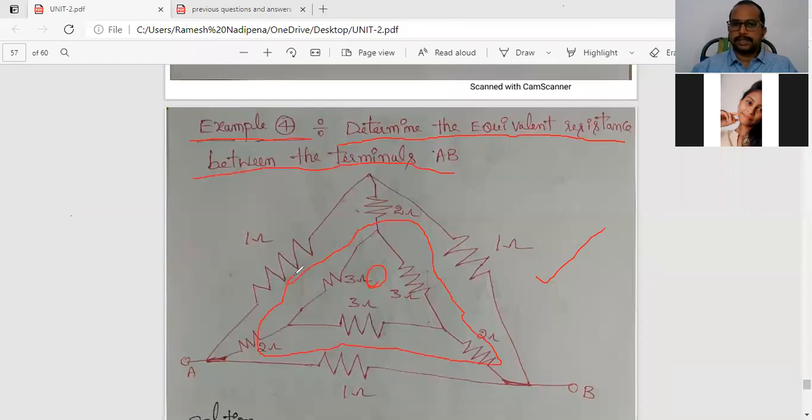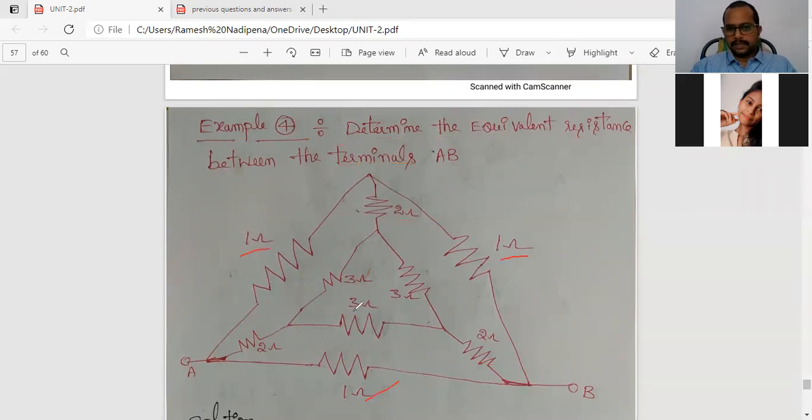Your question is to determine the equivalent resistance across AB terminals by using star to delta and delta to star transformation. First draw the circuit diagram. In the outer delta, this is 1 ohm, this is 1 ohm, this is 1 ohm. Inner delta, 3 ohm resistance, 3 ohm, here 3 ohm.